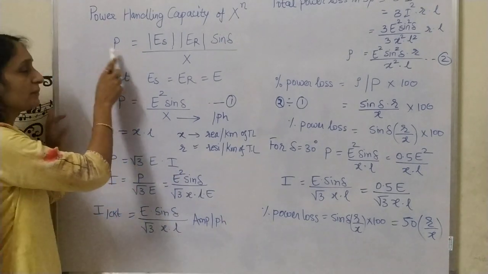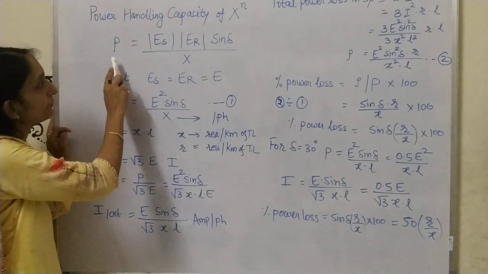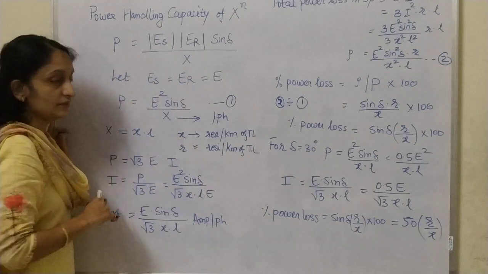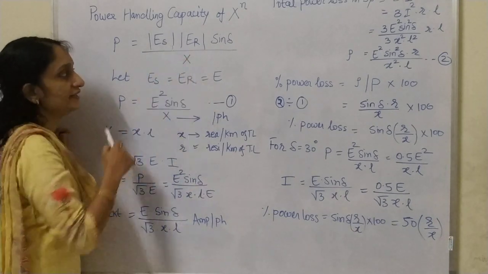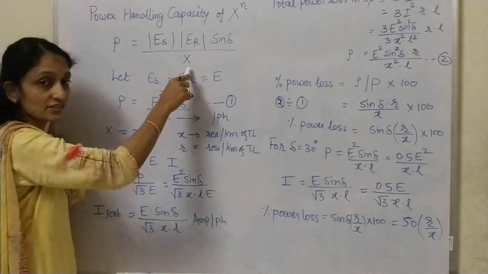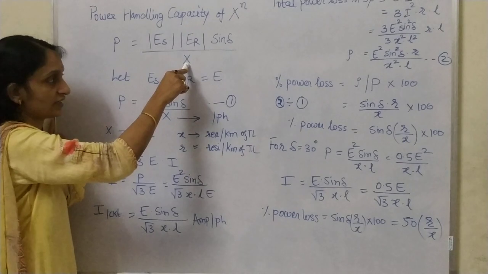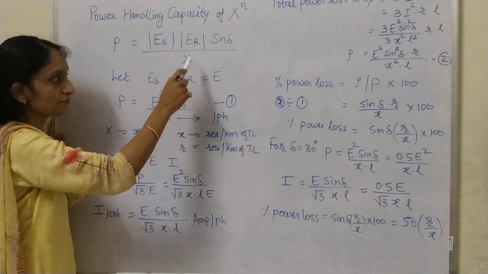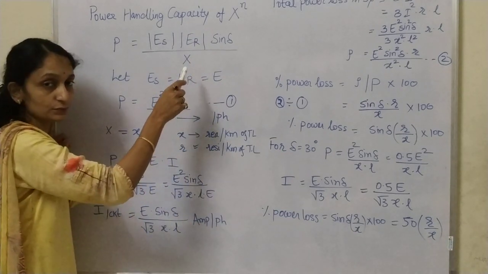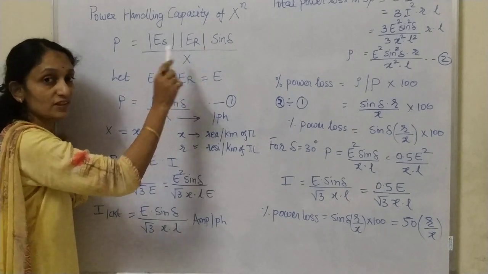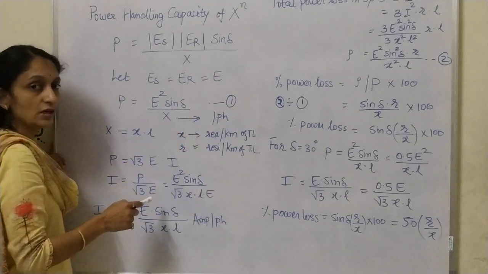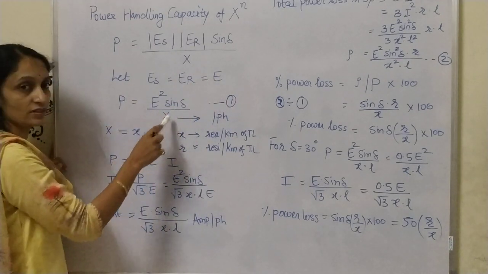See, the basic power transfer formula is given by P is equal to, now instead of using V, I have taken E. So P = ES ER sine delta by X, sending end voltage, receiving end voltage, sine delta, and capital X I am using, that is the reactance of transmission line. Here this X is the reactance of transmission line, and it will be a per phase value. So let ES is equal to ER is equal to E. So substituting the value, P, we are getting E square sine delta by X.